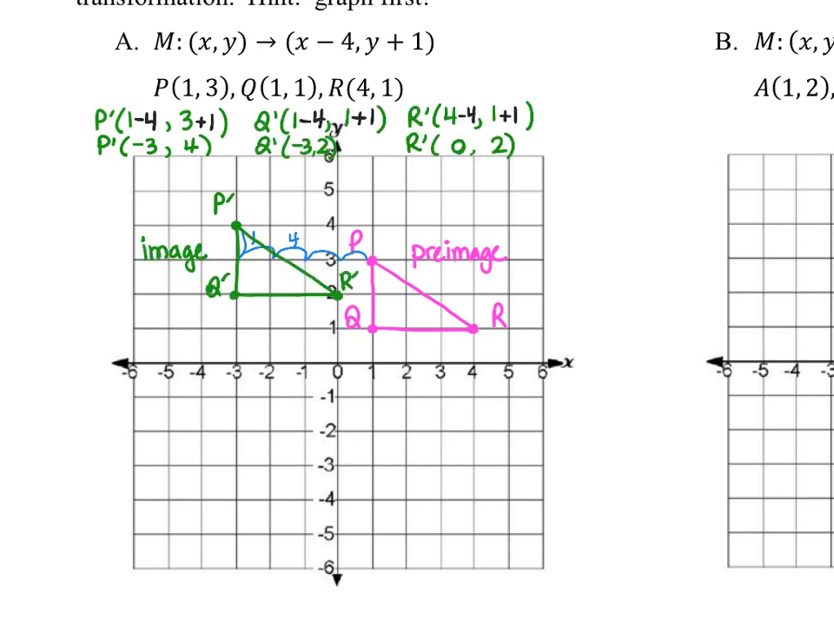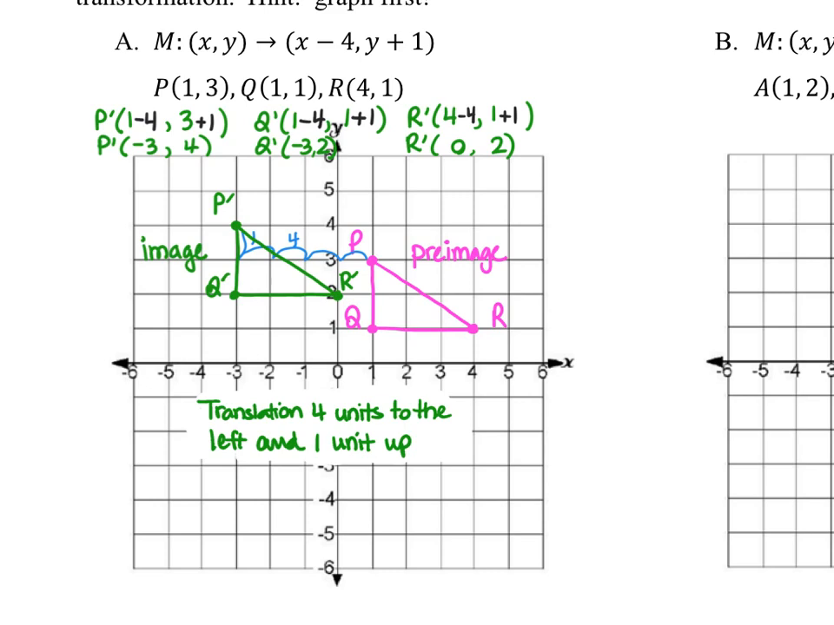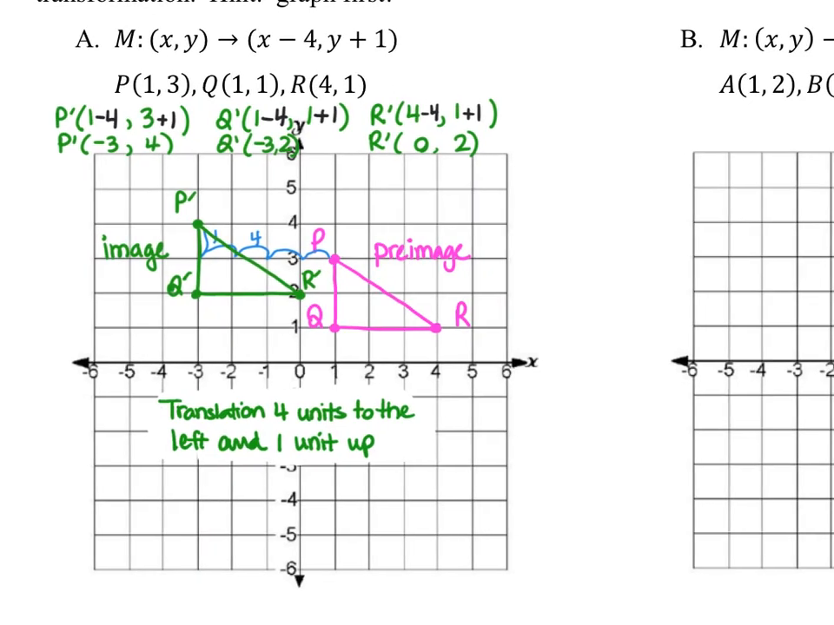The last thing that we have to do for this question is write down what the transformation was and by how much. And it, of course, was a translation 4 units to the left and 1 unit up. Let's take a look at question B.